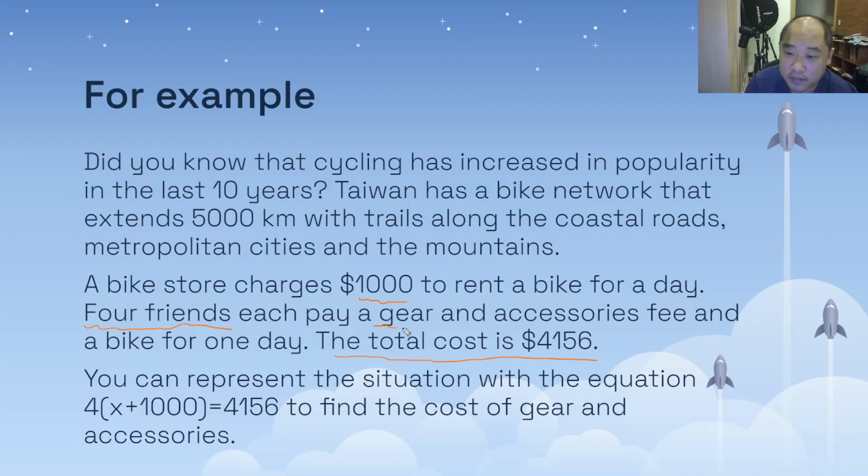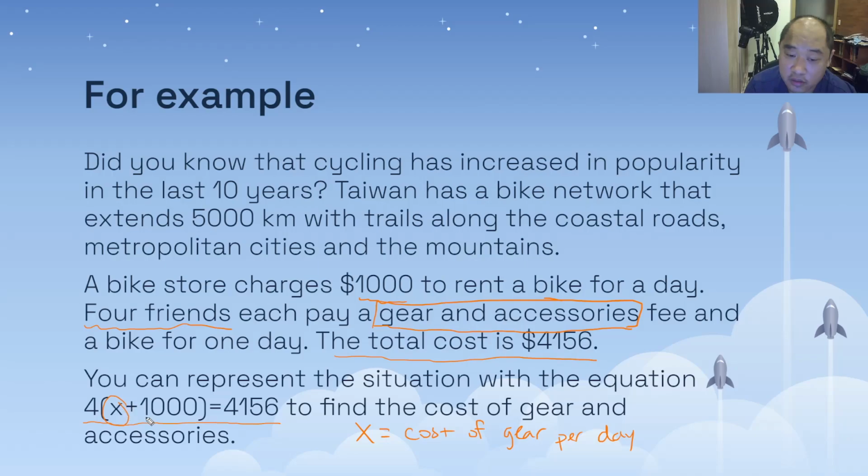So, it's $1,000 for the bike. There's 4 friends. There's gear. And the total cost is $4,156. Well, there's one thing that we don't know here, right? And that's the cost of the gear and accessories. So we want to define this variable. X equals the cost of gear per day. And once we have that, we can write this equation.